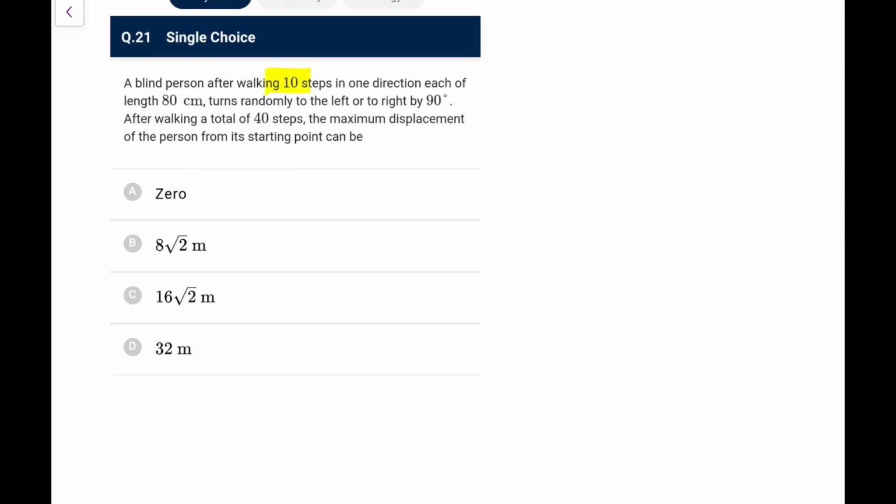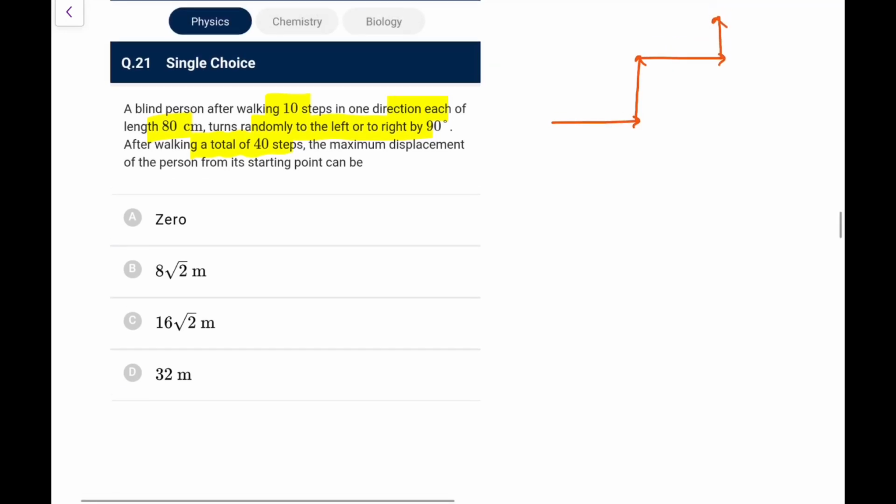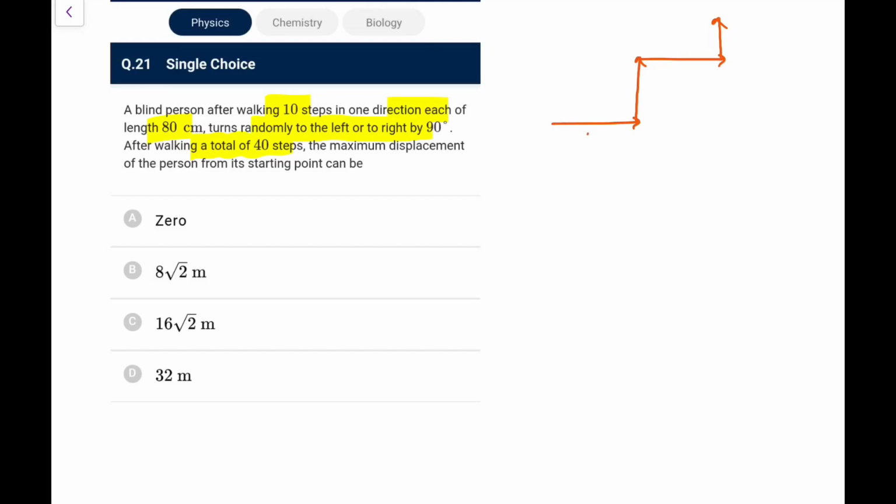A blind person, after walking 10 steps in one direction, each of length 80 cm, turns randomly to the left or right by 90 degrees. After walking a total of 40 steps, the maximum displacement of the person from its starting point will be. Okay. So let's assume the person first goes 10 steps and then turns here 10 steps, and because we are searching for the maximum displacement, I'll make him turn like this, and here also I will make him turn like this. So this is 10 steps, and 10 steps of 80 centimeters means 8 meters, 8 meters, 8 meters, 8 meters. So this could be the maximum possible displacement, and if I join this, it would be a straight line. Using some basic geometry, it would be 16 plus 16.